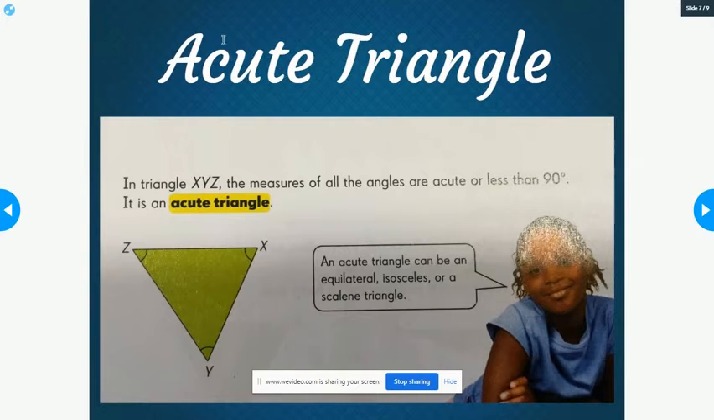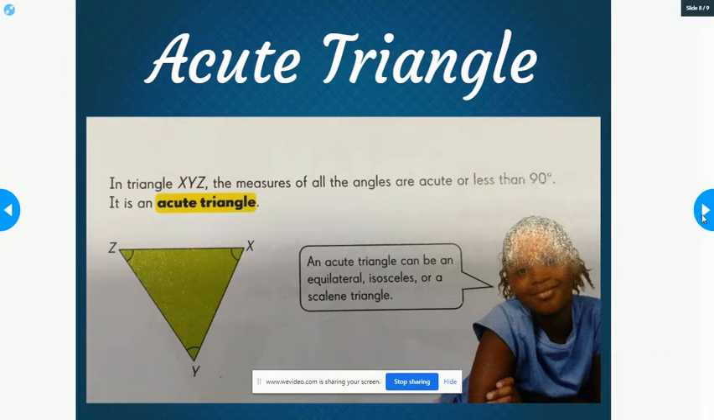Excuse me, there's one more, I think, the acute triangle. Triangle XYZ, the measures of all the angles are acute, or less than 90. So this is an acute triangle. So 3 angles less than 90 degrees. By the way, it's impossible to have a triangle with more than one obtuse angle.